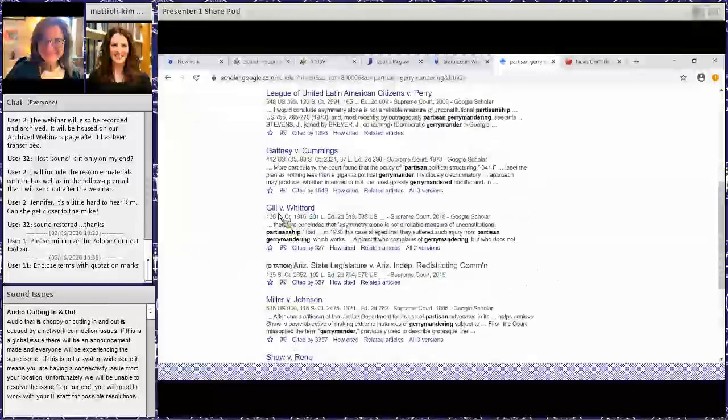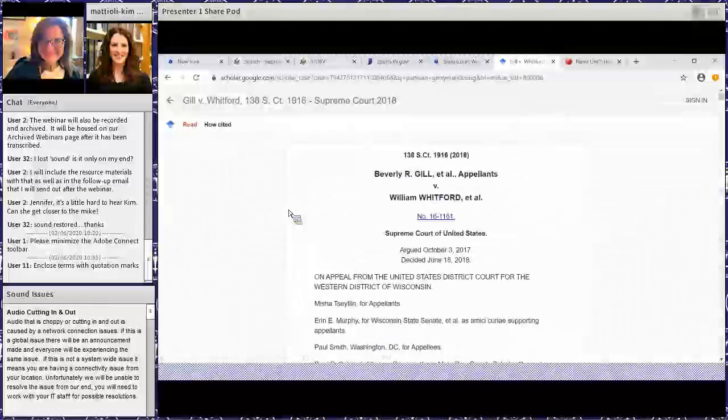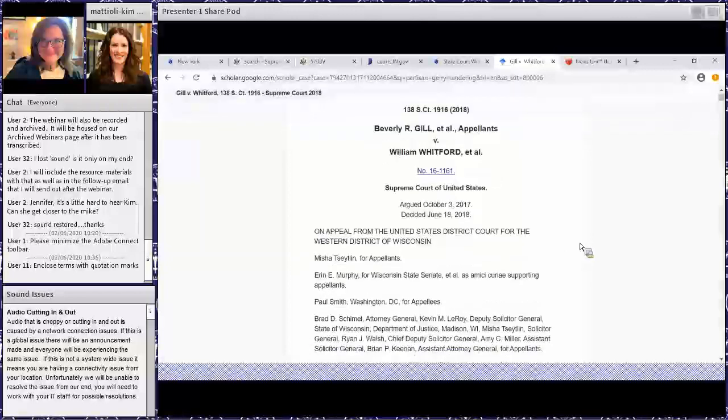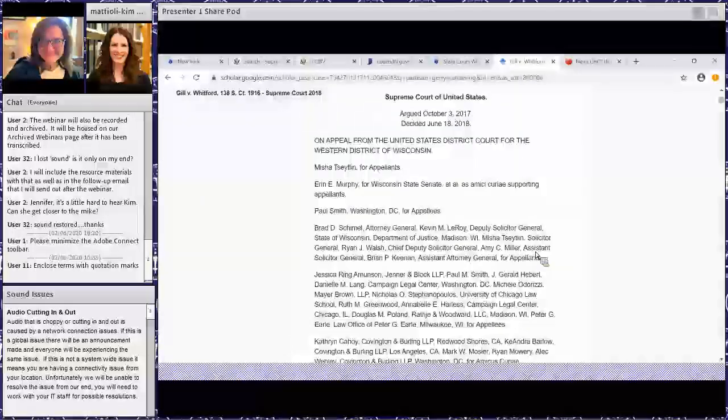So I'm just going to scroll down and choose this case right here, Gill v. Whitford, to show you how to look at cases on Google Scholar. So this is another Supreme Court case, this one from 2018.